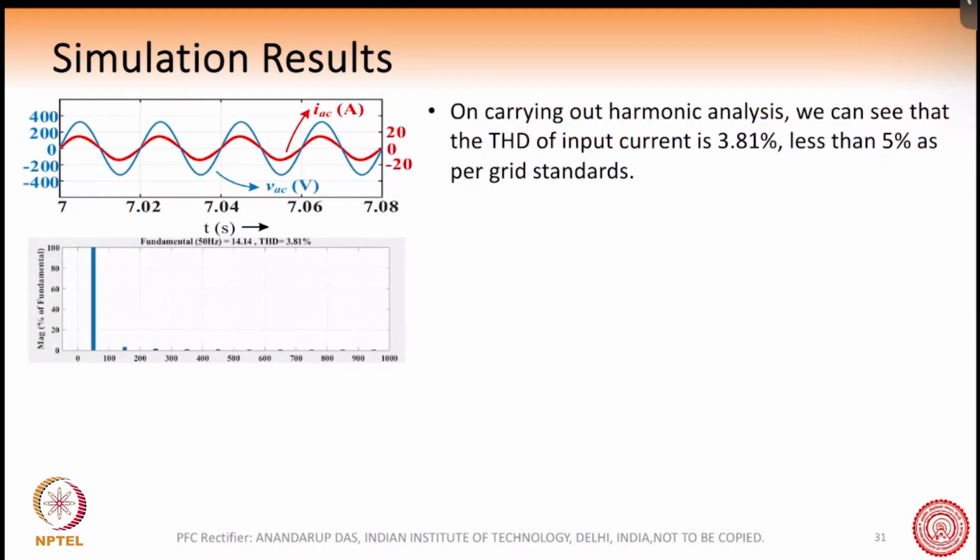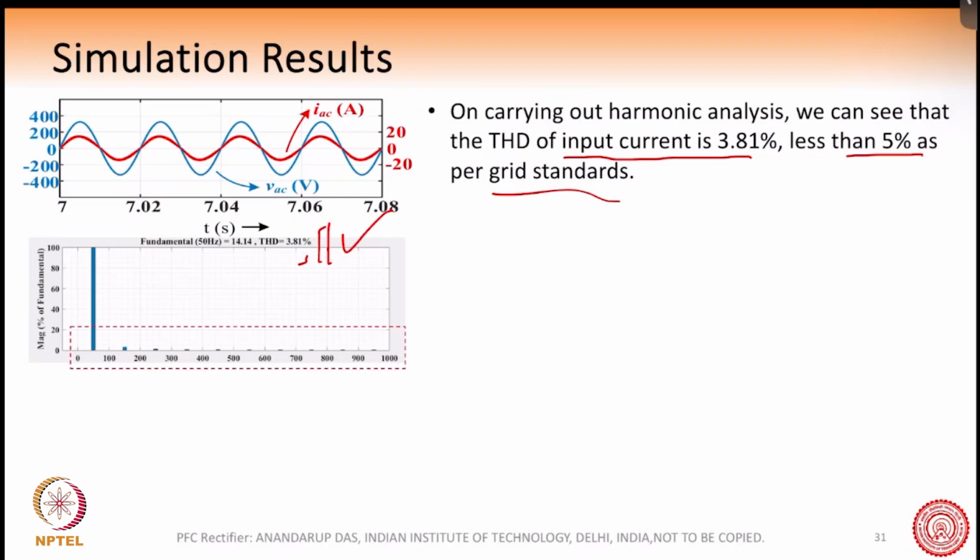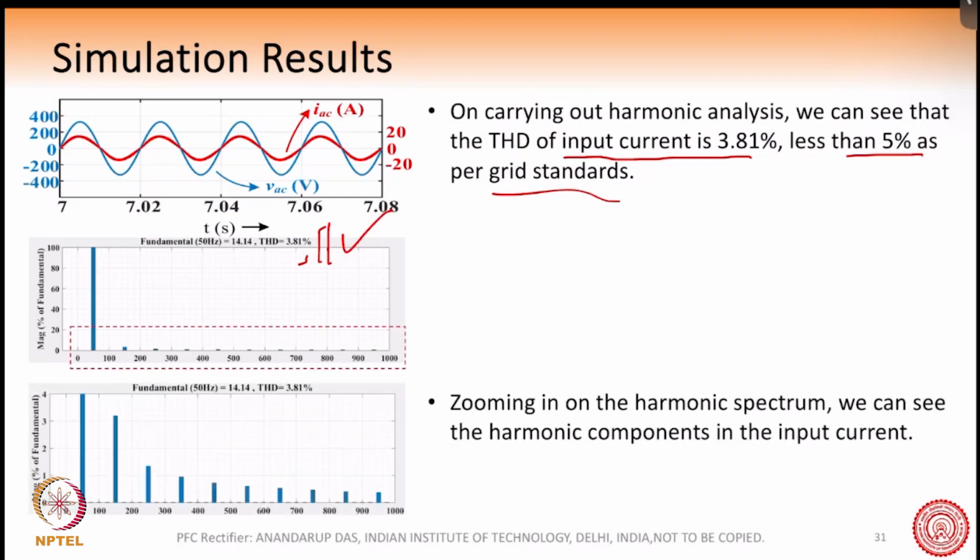If you carry out the harmonic analysis, which we have shown here, the THD of the input current is 3.8%, which is acceptable as per IEEE standards, which is less than 5%. And if you zoom in on this current, you can see some of the lower frequency currents. Some of them come from the second harmonic power variation.